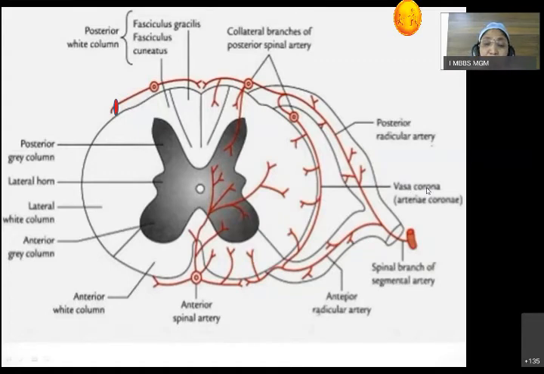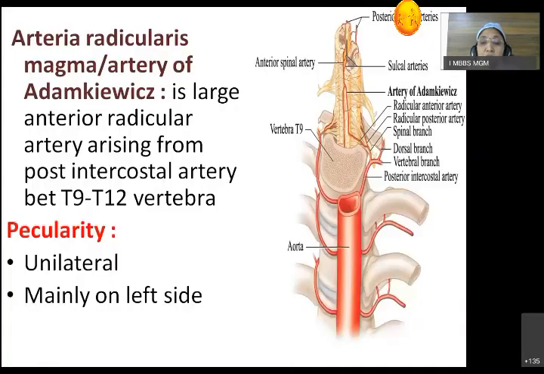But there is one more important artery which also supplies the spinal cord. Which is that artery? This artery is called arteria radicularis magna, or the artery of Adamkiewicz. This artery is a very large bore artery.